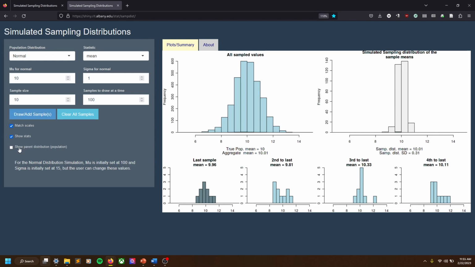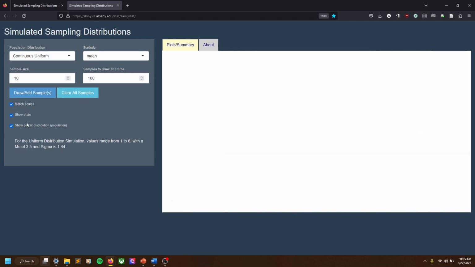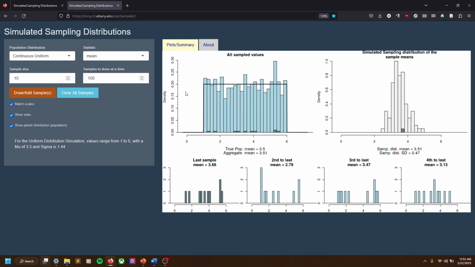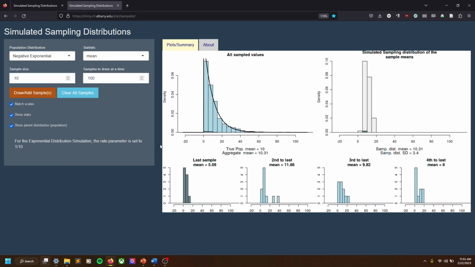And then show parent distribution, I forget what this does. Oh, that shows the overall population distribution. So if we change it to continuous uniform, then we can see that it's flat. And I'm curious what negative exponential looks like. Okay, yeah, so this is essentially a heavily skewed distribution.